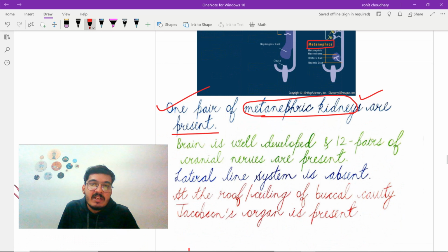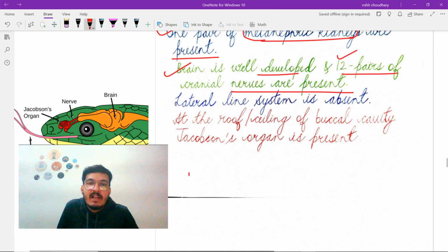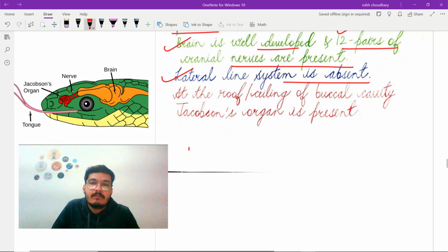The next feature is brain is well developed and 12 pairs of cranial nerves are present. 12 pairs of cranial nerves are present in case of higher vertebrates such as reptiles, birds and mammals. The next feature is lateral line system is absent. So this lateral line system, it is a sensory system that helps fish to detect movements and vibrations in water. So it is absent in case of reptiles.